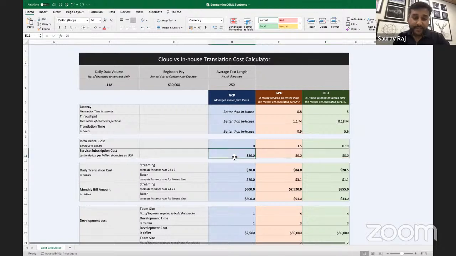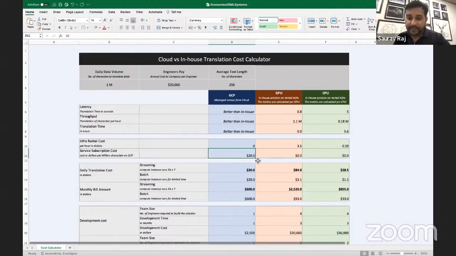But on GCP, the subscription cost or the cost of this service is $20 per million characters. So for every million characters that you want to translate, you are going to pay $20 for that. So if you have 5 million characters to translate, you will be paying $100, 20 multiplied by 5. It's as simple as that. This is a flat rate.